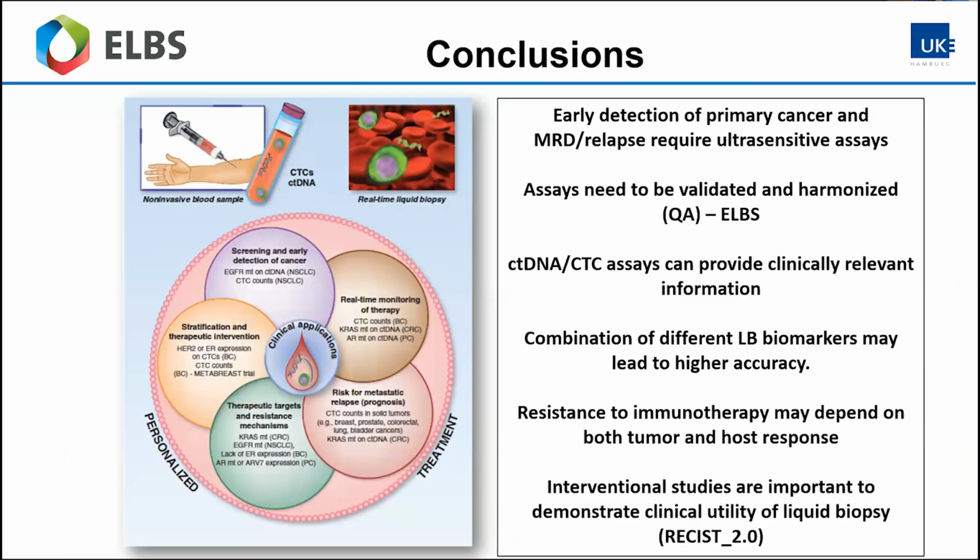So in conclusion, I think early detection of primary cancer and relapse requires very sensitive assays. The assays need to be validated and harmonized. The assays can provide clinically relevant information, but we have to get, of course, sufficient data and know the confounding factors. We believe that the combination of different LB biomarkers may lead to better accuracy, and the resistance to immunotherapy may depend on both tumor and the host response.